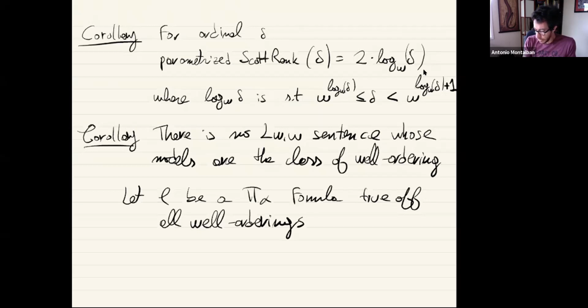So in particular, is 2 alpha. How do you do that? Consider omega to the alpha plus 1, which is the same as omega to the alpha times omega, and omega to the alpha times 1 plus the rationals.